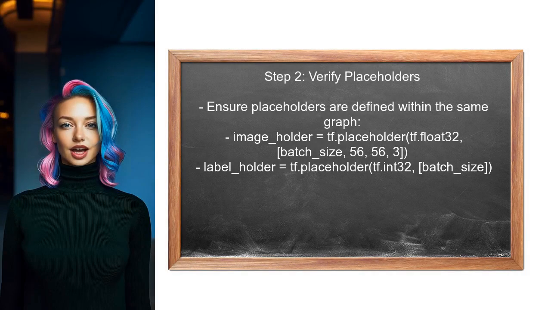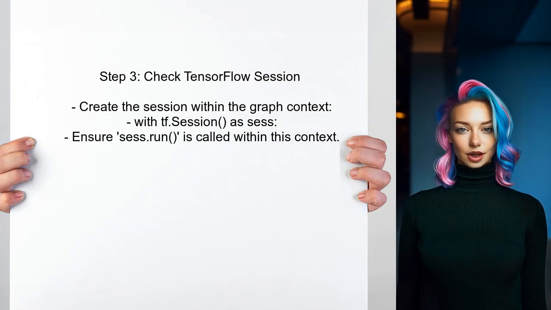Next, the user should verify that the placeholders for the image and label are correctly defined within the same graph context. This means that both the placeholders and the tensors being fetched must belong to the same graph. Then the user should check the session where the tensors are being run. The session must be created within the same graph context where the tensors were defined. This ensures that the tensors can be fetched correctly.